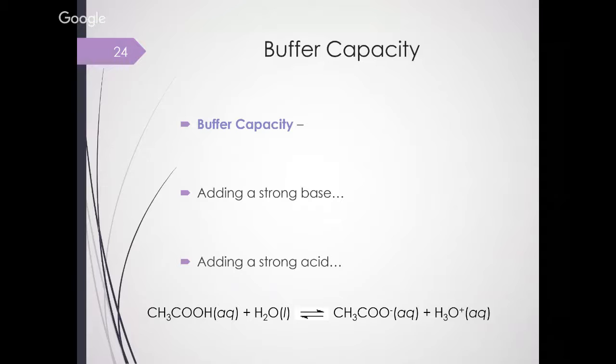But anyways, as I said earlier, if you add a strong base, it's going to react with the acid that's present to neutralize it. If you add a strong acid, it'll react with the base that is present in order to neutralize it. So here, I see acetic acid with water. It dissociates and it gives me the acetate ion and hydronium. So if I have acetic acid and, say, sodium acetate in solution, that would be a buffer because I have both the acid and the base present and it's weak.